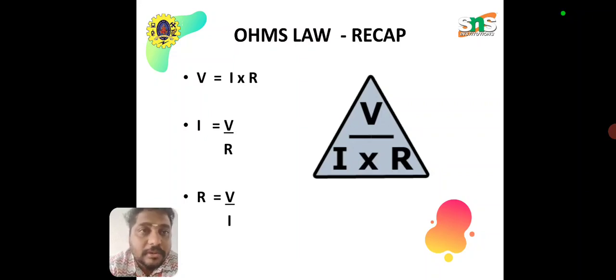V equal to IR. What is Ohm's law? Ohm's law states that in a current carrying conductor, the potential difference between 2 points is always proportional to the current flow, the electron flow in a circuit. So V, that is voltage, is directly proportional to the current I in the same conductor. We can also express the equations as V equal to IR, I equal to V by R, and R equal to V by I. This is the basic relationship between V, I, R.